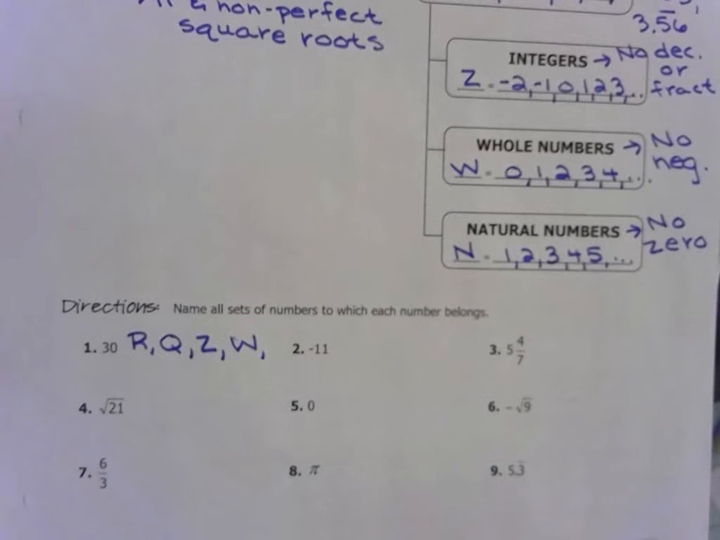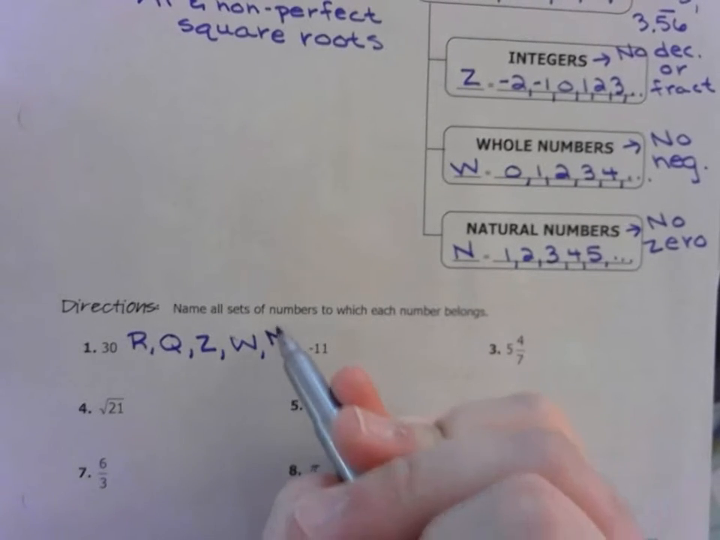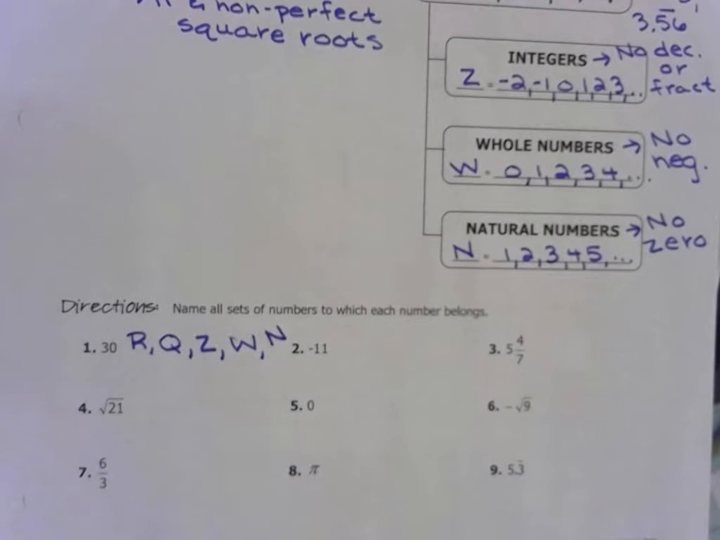And then is it natural? Is it a natural number? Natural number is no zero. Yes, it is not zero, so it is a natural number. She is going through and listing the ones that it fits into.